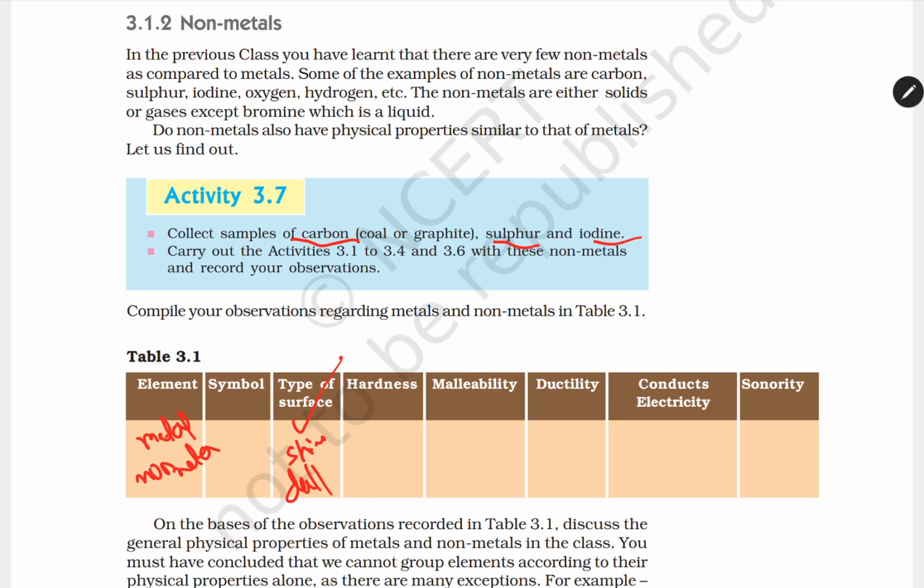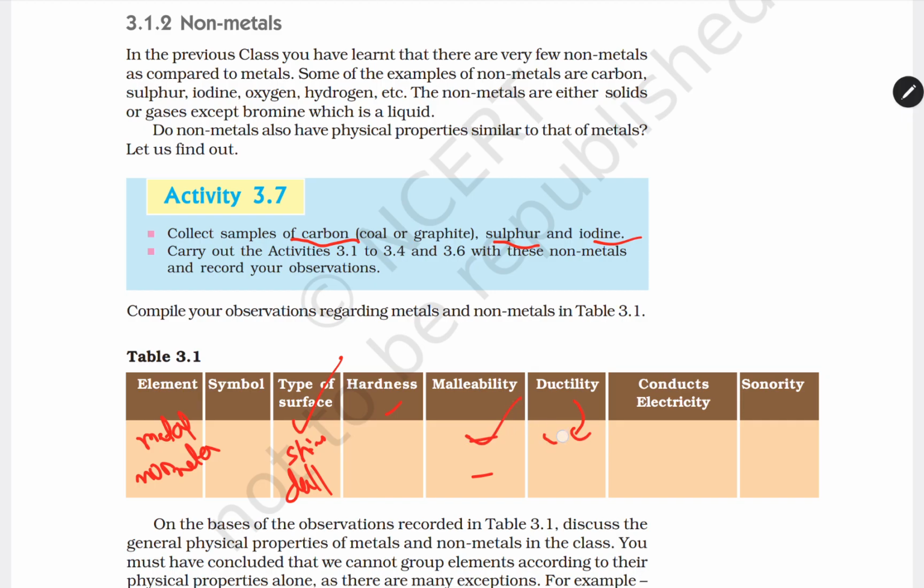Coming to hardness, can it be scratched easily or is it hard? That you will observe. In general, metals are harder compared to the non-metals. Coming to malleability, can it be beaten into thin sheets or not? That you need to test. Metals are malleable, that we learnt already, and ductility, can it be drawn into thin wires? Metals can be drawn into thin wires.